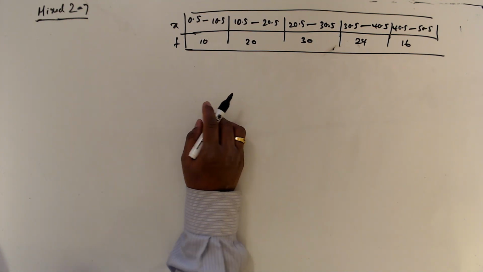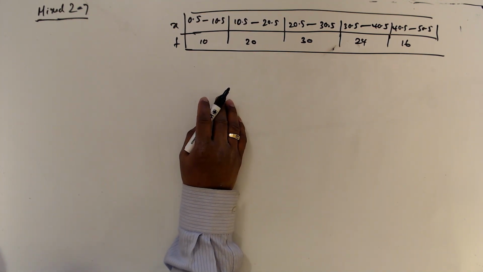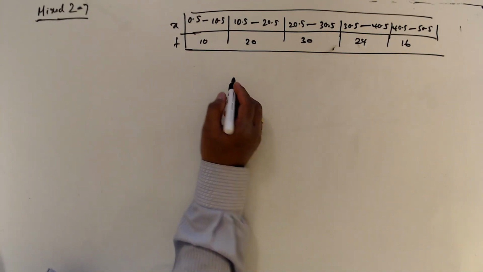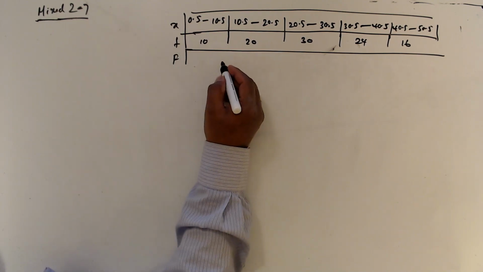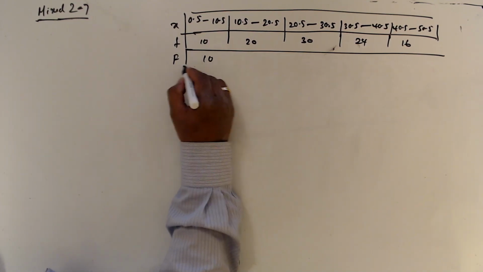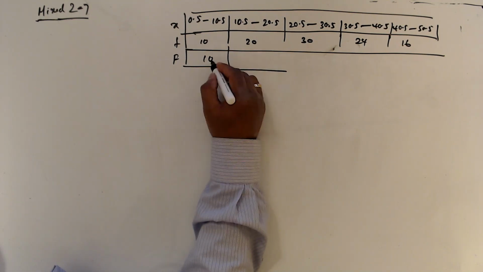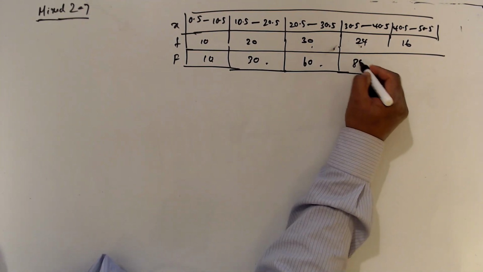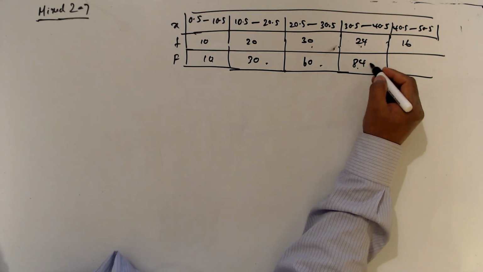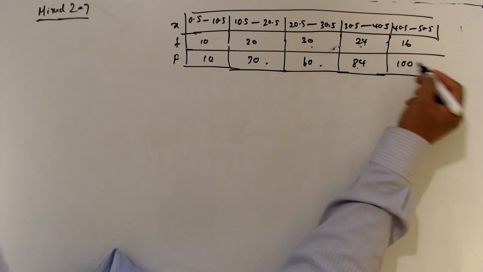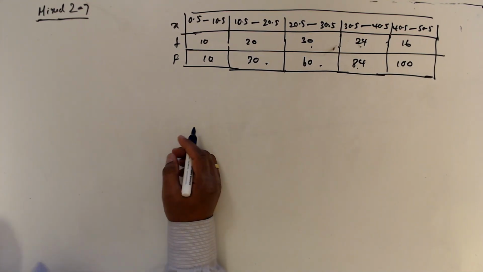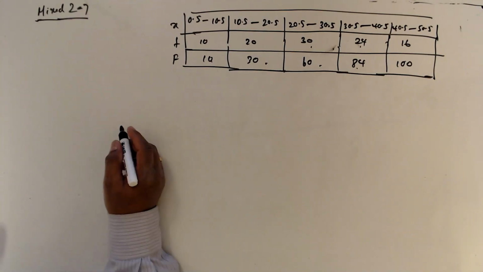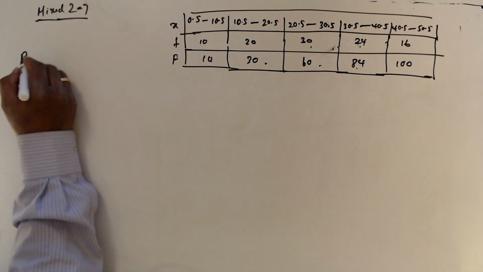Question number 7. We want to calculate the percentiles. This is capital F. We'll find out the cumulative frequency. Start with 10. 10 plus 20, 30. 30 plus 30, 60. 60 plus 24, 84. 84 plus 16, 100. There are 100 data. So we need to find P30.